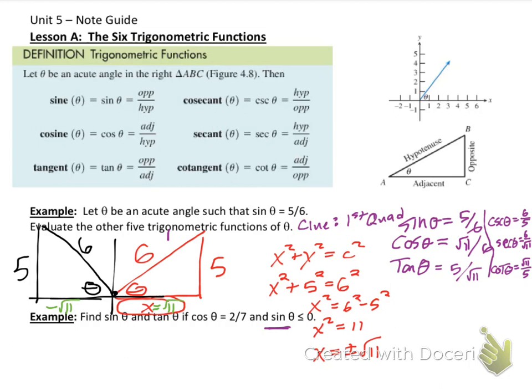I'm not going to get into too many details, and we'll wrap it up so you can play a little bit. But cosine of theta is 2/7, and sine of theta is less than 0. Here's the deal. I can draw a triangle with theta in a corner, and adjacent over hypotenuse is cosine. So you realize that's 2 and 7. So that'd be the sides they gave me.